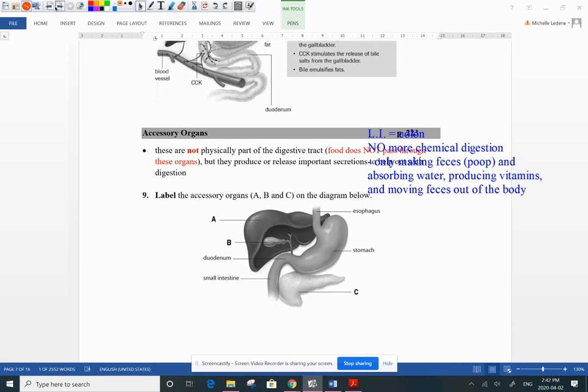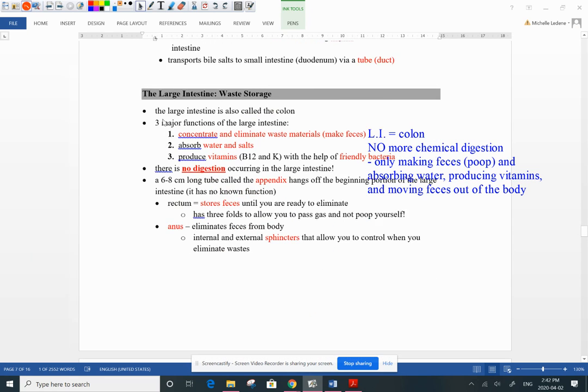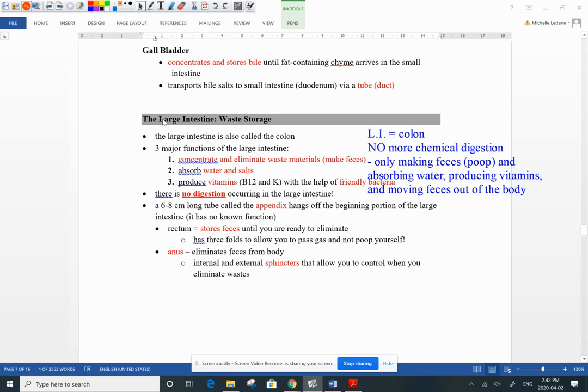And then we are moving on to the last section of our digestive system here, and that is going to be our large intestine, also known as our colon. And so by the time the food has reached the large intestine, the colon, there's no more chemical digestion. At this point in time, you're making feces, the waste, the poop, and you're absorbing water, you make vitamins, and now you got to get rid of that waste out of the body. So there's no chemical digestion. Is there digestion? Well, it's physical, right? There's peristalsis, you're moving the poop along. And then you move it down into the rectum. That's where you store the feces till you eliminate it.